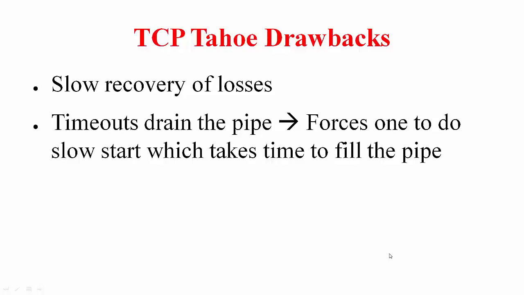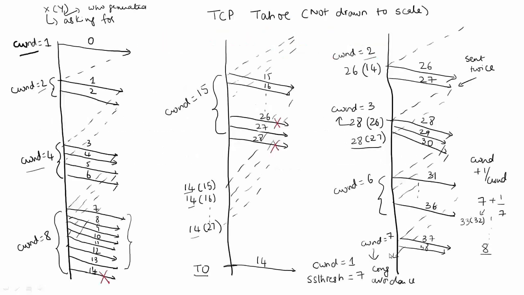TCP Tahoe has some fundamental drawbacks. One, it is slow to recover from losses. For example, in this example, even though you're getting this duplicate ACK information that is telling that something could potentially have gone wrong, it is not acting on it. It is waiting for a timeout before it is retransmitting 14. So during this entire time, the link is idle.